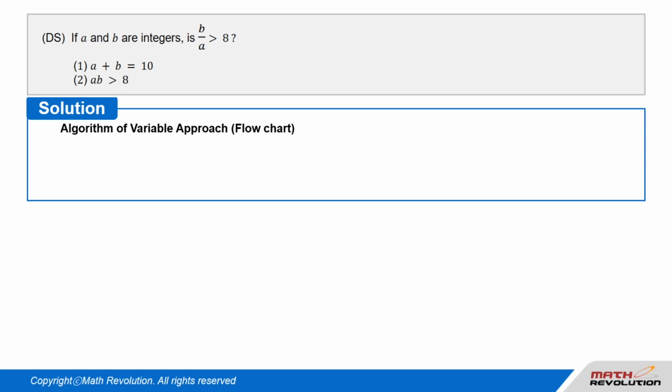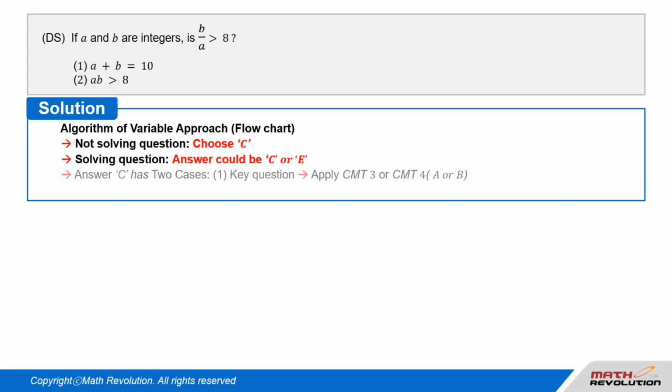These questions are usually related to CMT 3 and 4, so you should double-check the question with these CMTs after applying the variable approach. Now, we're going to solve the question based on the flowchart above. Remember this carefully. If you do not want to solve, or it has taken you more than 5 minutes, choose C. If you are solving the question, the answer can be C or E as per the variable approach. There can be two cases if you get an answer C.